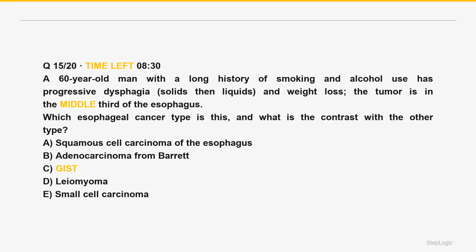Which esophageal cancer type is this, and what is the contrast with the other type? A 60-year-old man with a long history of smoking and alcohol use has progressive dysphagia, solids then liquids, and weight loss. The tumor is in the middle third of the esophagus.